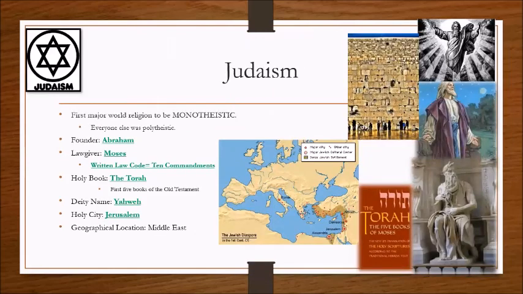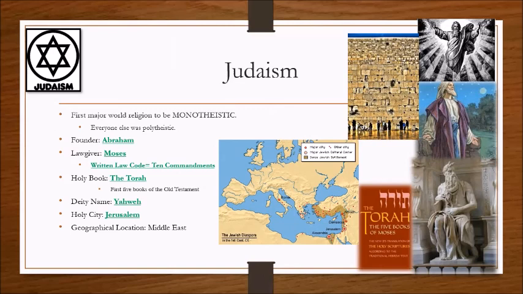All right. So, a couple of facts about Judaism, the religion of the Hebrew people. They are the first major world religion that is monotheistic, worshiping one God. The founder is Abraham. The lawgiver is Moses, because of the Ten Commandments. Their holy book, like Christians have the Bible, the Jewish people have the Torah, which is the first 5 books of the Old Testament. So Genesis, Exodus, Leviticus, Numbers, and Deuteronomy, they are the books of Moses.